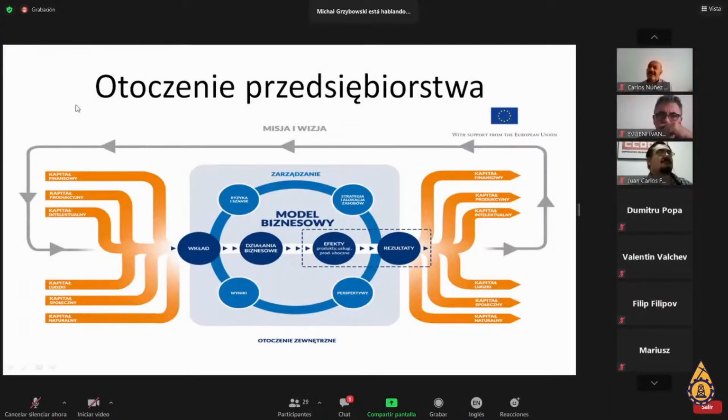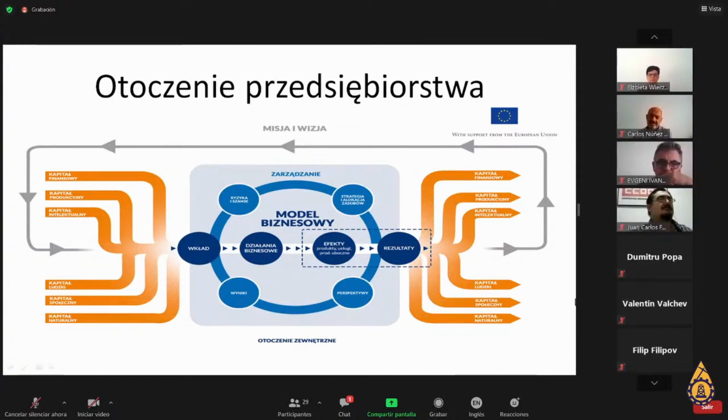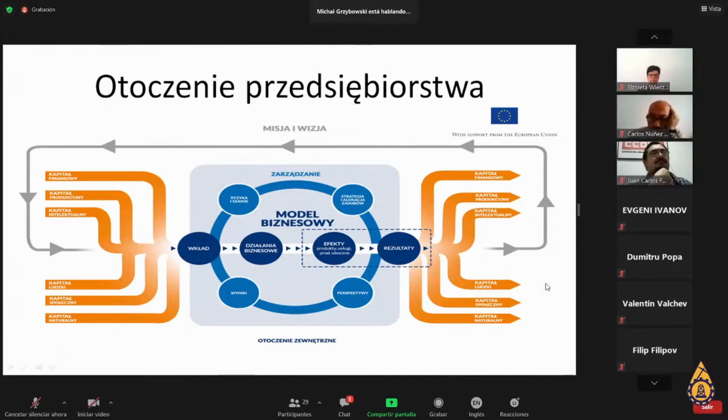Very well. Sorry for those technical problems, for this short interruption. This slide presents a business model, and this shows us how information flows through the different areas. When a company receives some funds, receives some intellectual capital, social capital, natural capital, and labor capital that are necessary to manufacture a product, this is the input.